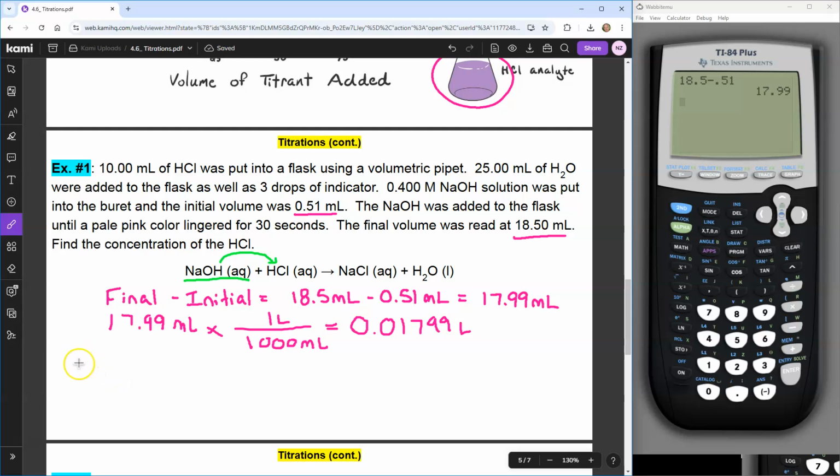Okay, so let's start with our liters. So we have 0.01799 liters of base, which is NaOH. And we're going to need 3 steps here. The first step, we're going to convert it to moles. Second step, we're going to convert it to acid. And then our final step will be to take our moles of acid and turn it back into molarity. All right, now looking at the question, it does tell us our molarity of our NaOH. And remember, molarity is moles over liters.